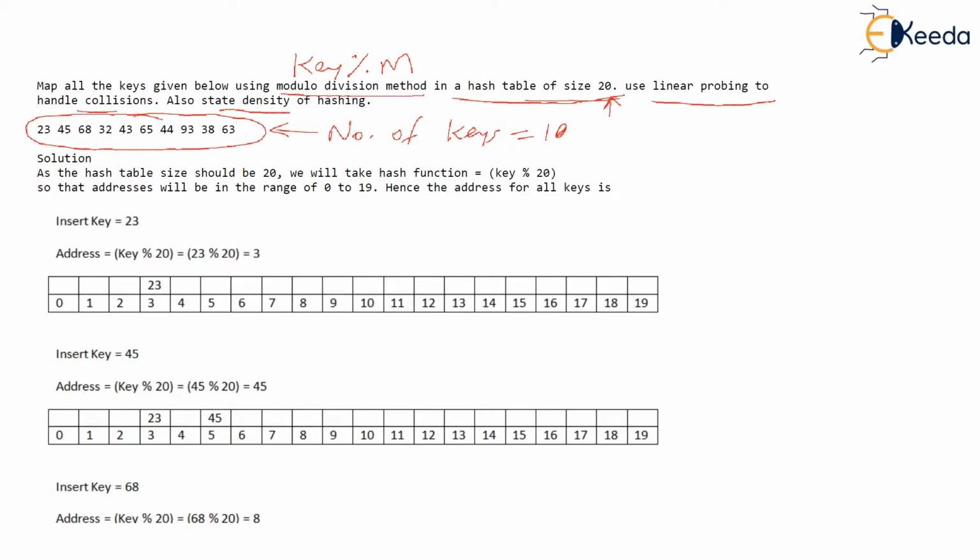Now, as you recall, linear probing is a method to handle collisions, isn't it? The only missing thing in this exercise is that they have asked us to use the modulo division method. So the key has to be divided by some constant, but they have not given us this constant. That means they have not asked us to use a hash function like key percent 10 or key percent 12. So how does a person solving this question decide this constant?